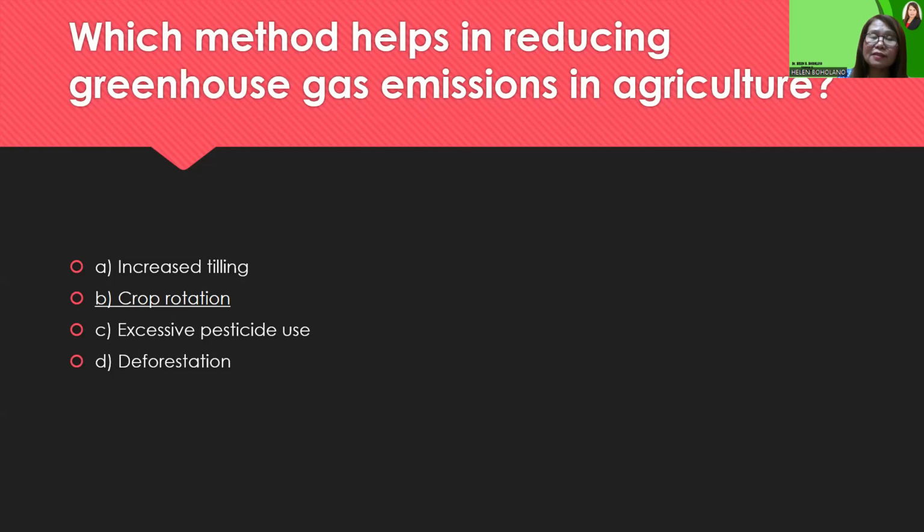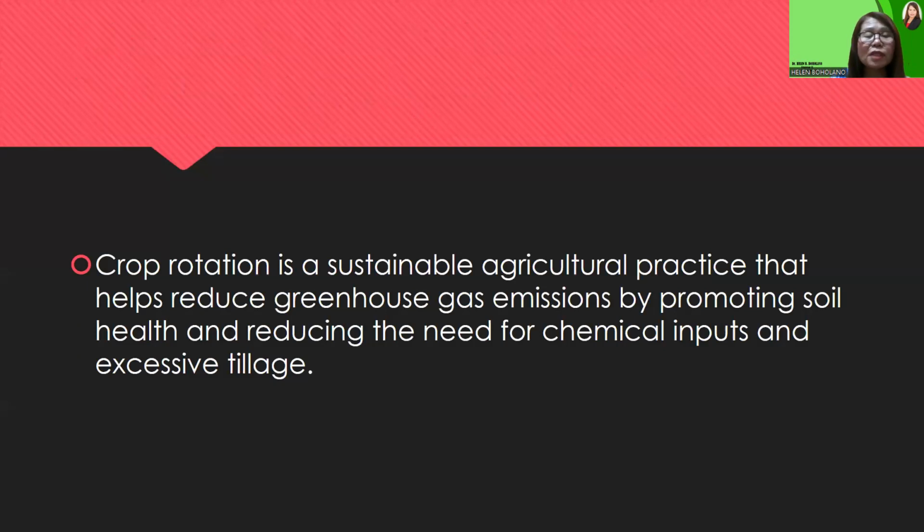I think I already discussed this one, that we need to rotate the crops so that the soil will not get used to it, no? So if it gets used to it, the problem would be, when you plant the same crop today and then after harvest the same crop, the next harvest will not give us better products or harvest. Crop rotation is a sustainable agriculture practice that helps reduce greenhouse emissions by promoting soil health and reducing the need for chemical inputs and excessive tillage.